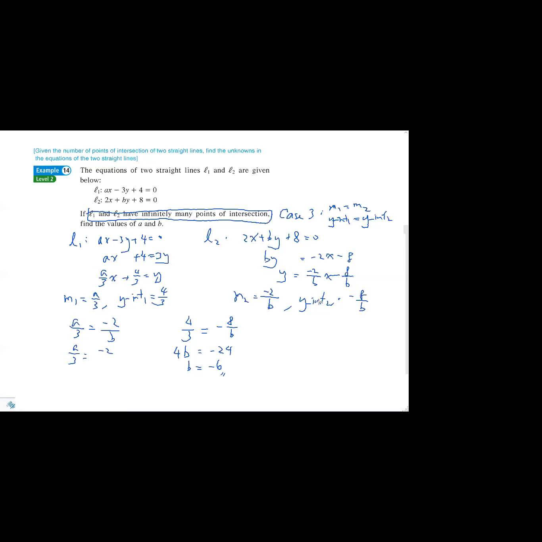a over 3 is equal to negative 2 over negative 6. Then from this equation, we can also find the value of a, right? So I think a should be equal to 1. So that is the answer. That is how we can find the values of a and b.